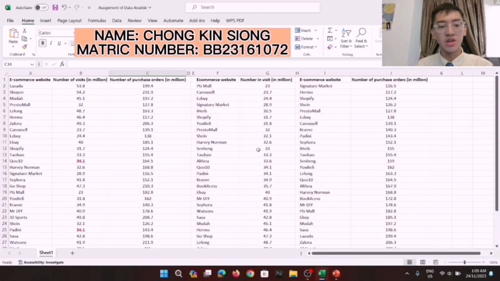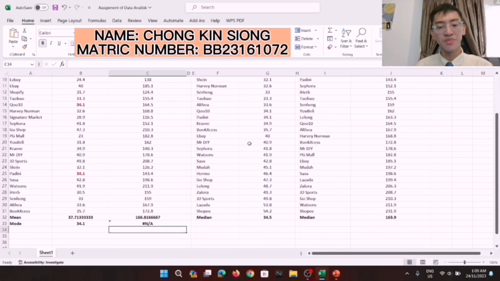So how about the median? The median is found when the data are arranged in ascending order. The median is the middle value if the number of observations is odd, or the average of the two middle values if the number of observations is even.